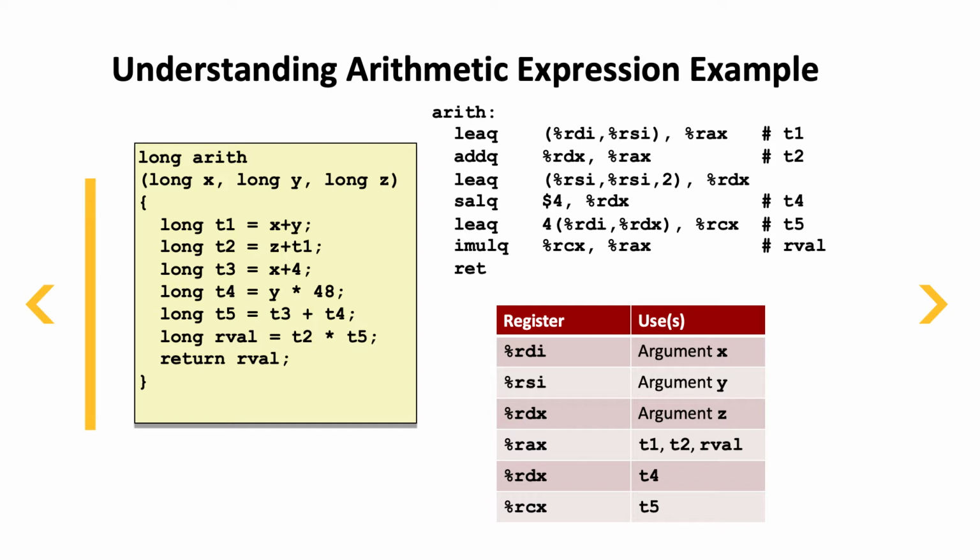So the first thing we have is we're going to calculate T1, and that's just going to be X plus Y. Now remember, argument X went into RDI, argument Y went into RSI.